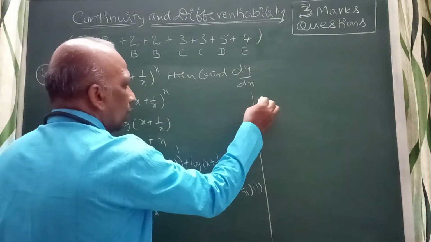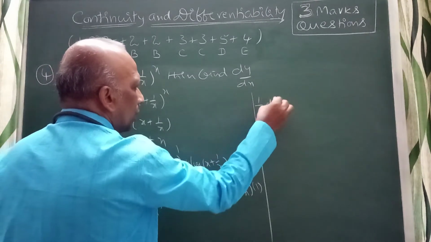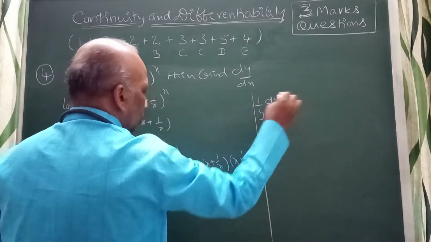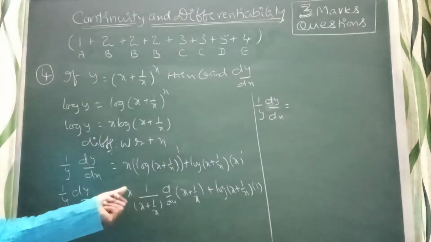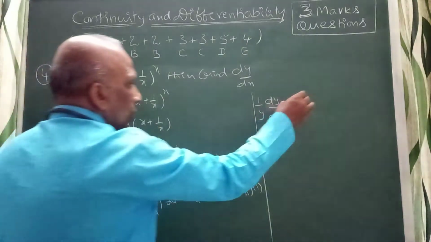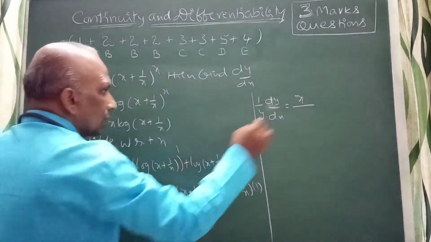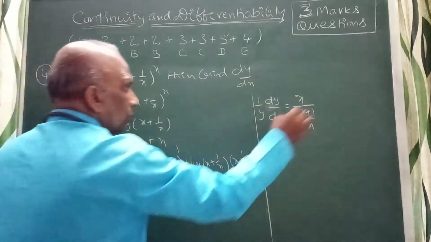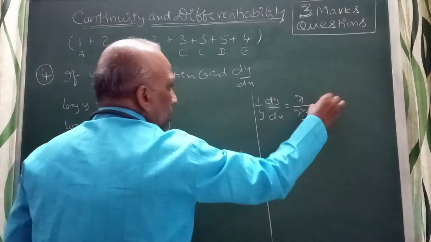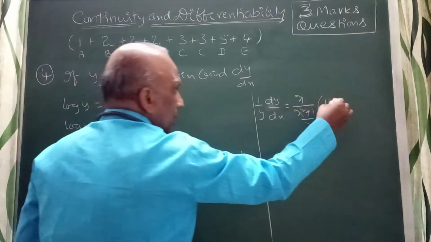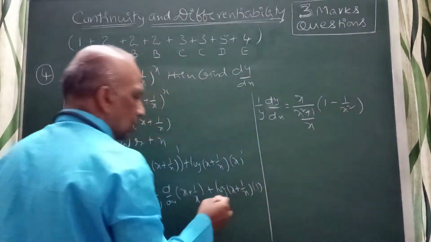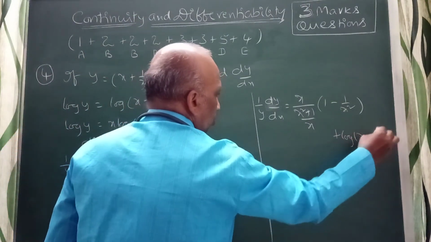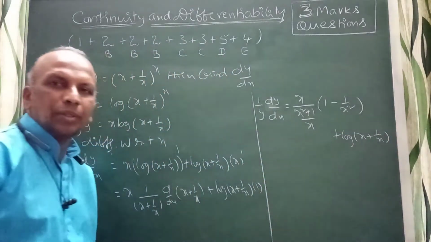Here I can write 1 by y dy by dx, this is equal to x by the denominator. We get x by (x square plus 1 by x), and the derivative of this: derivative of x is 1, derivative of 1 by x is minus 1 by x square, plus log of (x plus 1 by x). Correct? Now you can check.